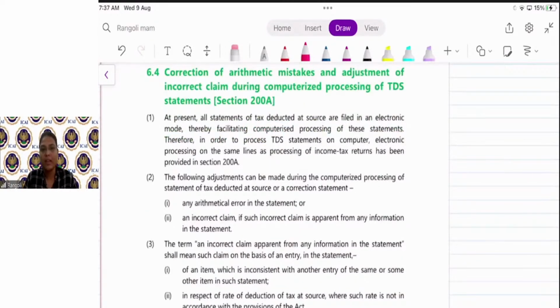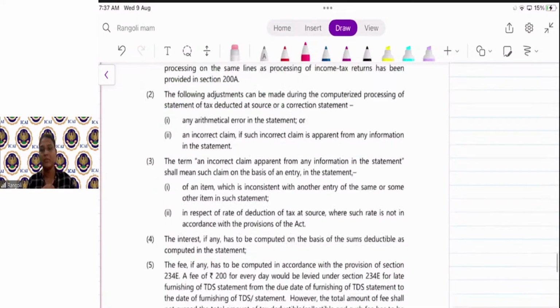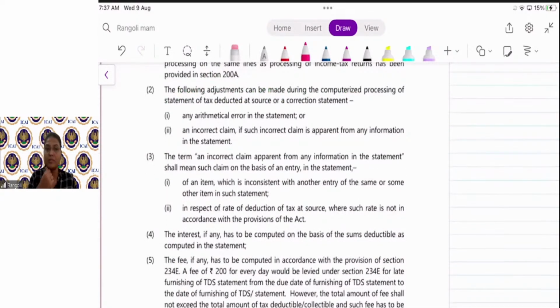So if there is any error, then the government, that is the TDS processing center, will issue a notice to you that this error is reflected in your TDS return. Kindly rectify the same. Now, say for example, I have deducted TDS at the rate of 2% instead of 10%. So there is short deduction of TDS, and I need to pay interest on the short deduction of TDS.